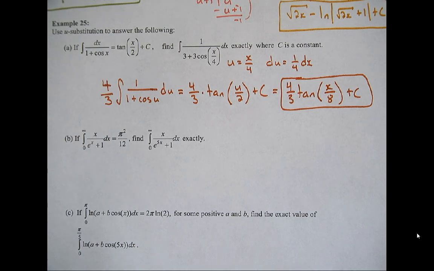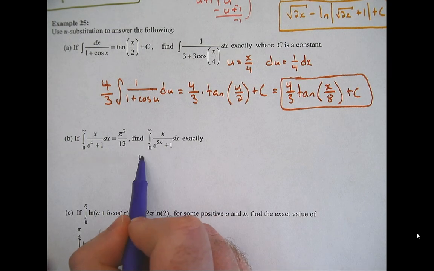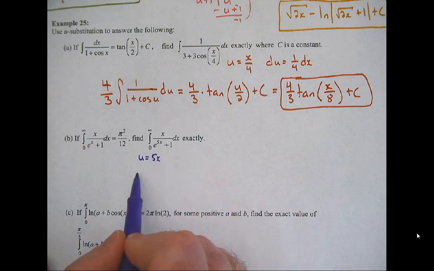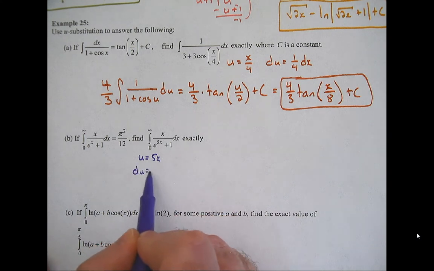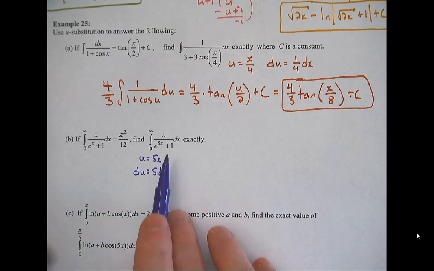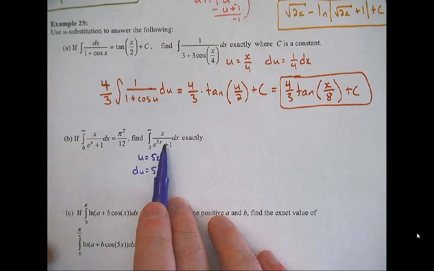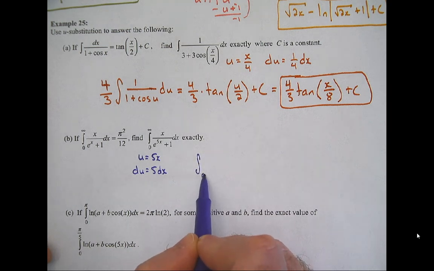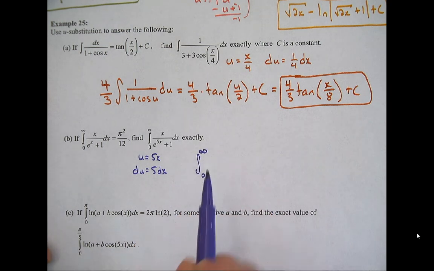So I chose to let u be 5x. That means du is going to be 5 dx. Now I'm going to look back up here and try to turn this into my u du stuff. So I've got the integral from 0 until infinity.